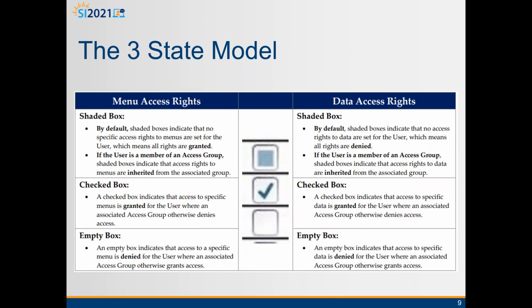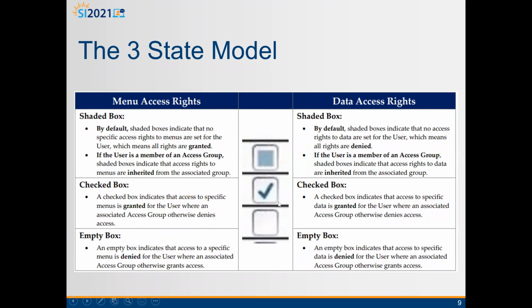So moving on, the 3-state model. If you look at the center right here, these are checkboxes that will show the access rights for each category. The shaded box is called the inherited checkbox. It means that it's getting its access rights from another source. So you will see in the live demo that there are some shaded boxes. It means there are other access rights going on that it's going to inherit from.